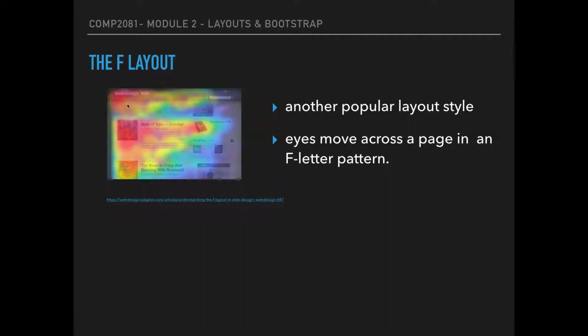So this is the heat map for this site, and you can see that it's sort of an F pattern, right? So we have, there we go, there's our F, like that. And so instead of your users moving their eyes along in a Z pattern, it's more of an F shape. So again, you might use that for specific things.